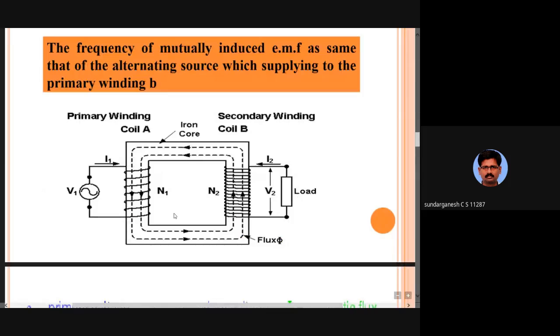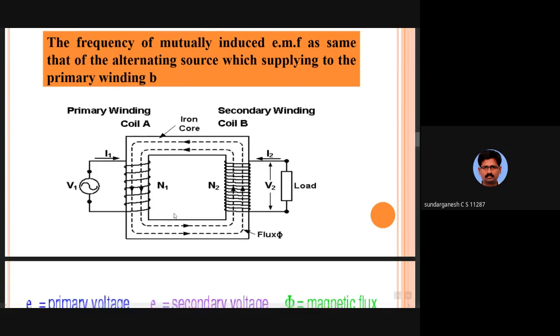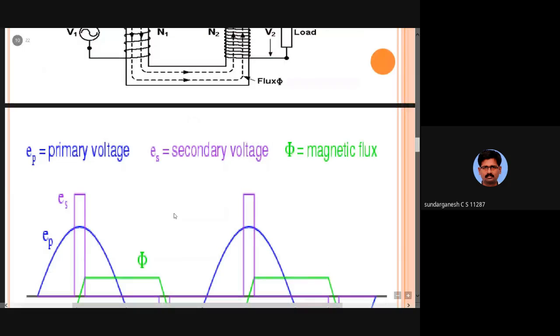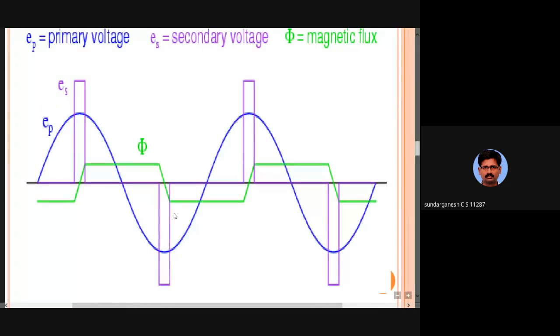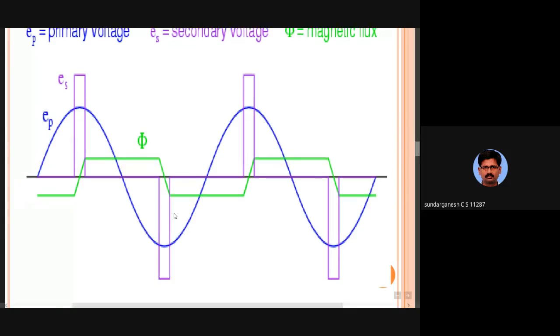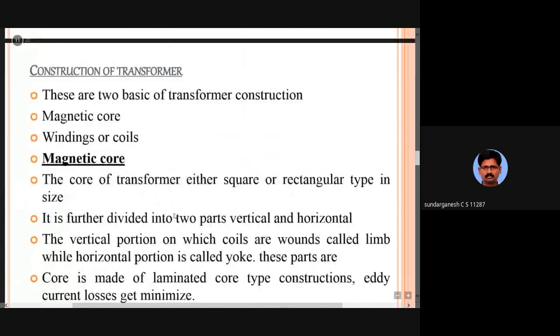Now we have to derive the equation. So there is a magnetic iron core, N1 turns, N2 turns, V1 I1, V2 I2, primary winding coil A, secondary winding coil B. That's the flux phi. EP is the primary voltage, ES is the secondary voltage, phi is the magnetic flux. EP equals ES. This is the voltage generated in the primary and secondary coils.